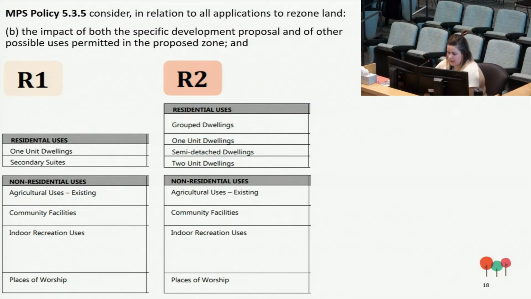In respect to point B of policy 5.3.5, the proposed rezoning does not increase the range of permitted non-residential uses allowed on the land. The R2 zone permits group dwellings and different dwelling form typologies in comparison to the R1 zone. This application proposes the development of semi-detached dwellings, which are not permitted in the R1 zone but are permitted in the R2 zone. This proposal does not seek to increase the density of residential units or dwellings on the land, simply to permit a different proposed building form than what's permitted in the current zone.